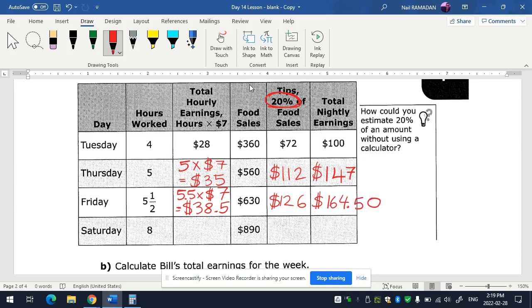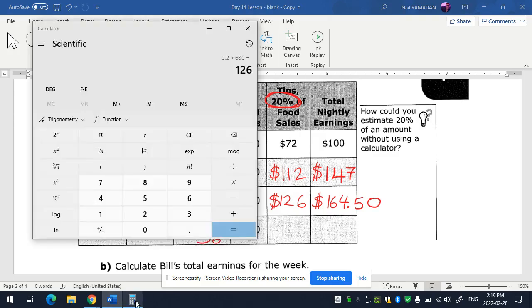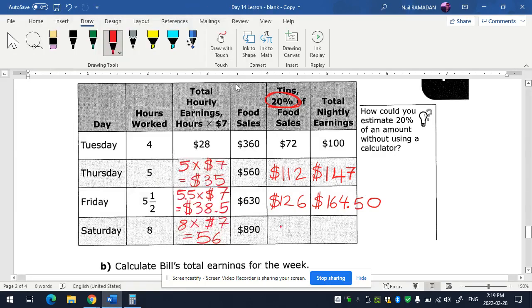Awesome. Last, Saturday, 8 hours of work. So 8 times $7, that's 56 exactly. Now $890 times 20%, or 20% times 890. How much? Yep, indeed, $178 in tips. You got what? That is correct, because that's 234.